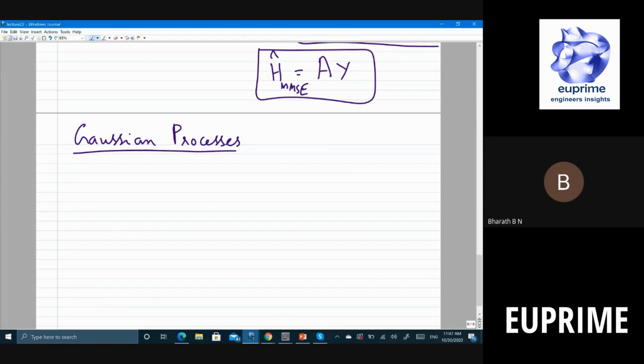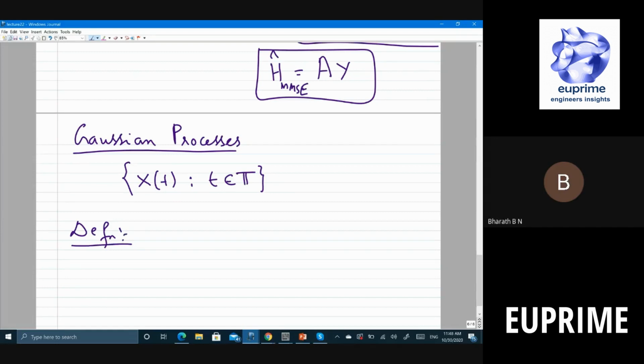So what is a Gaussian process? You know that any stochastic process is a collection Xt such that t belongs to some set T. When do you say that it's a Gaussian process, meaning a special kind of stochastic process called Gaussian processes? When do you say that? So let's define it this way.